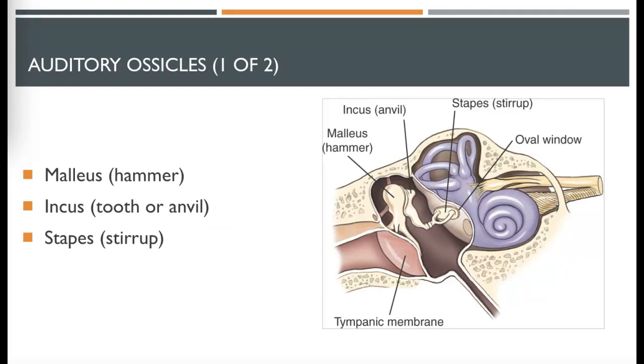The auditory ossicles, again, these are three small bones. They are articulated to permit vibratory motion. Those are the malleus, the incus, and the stapes.